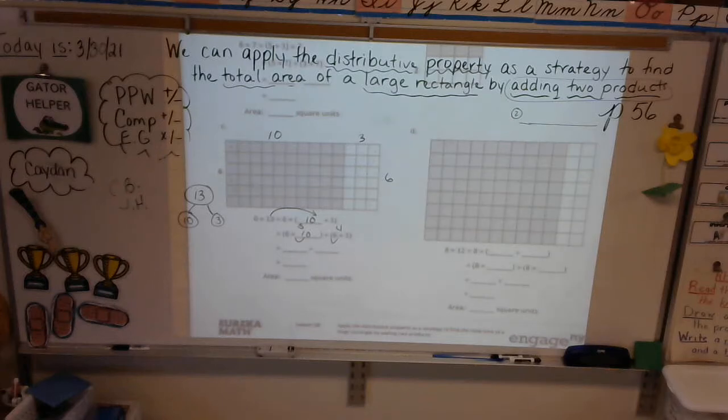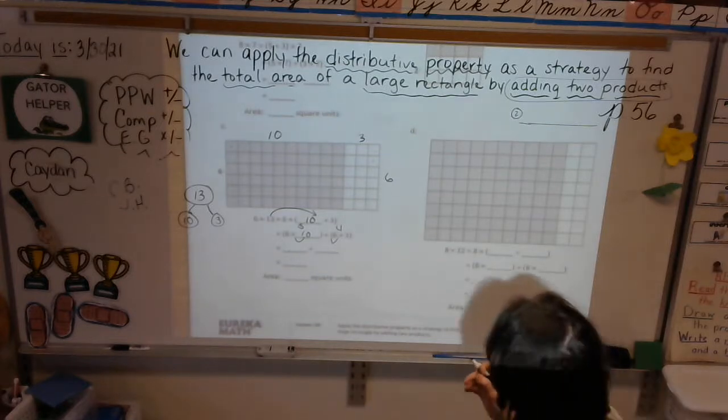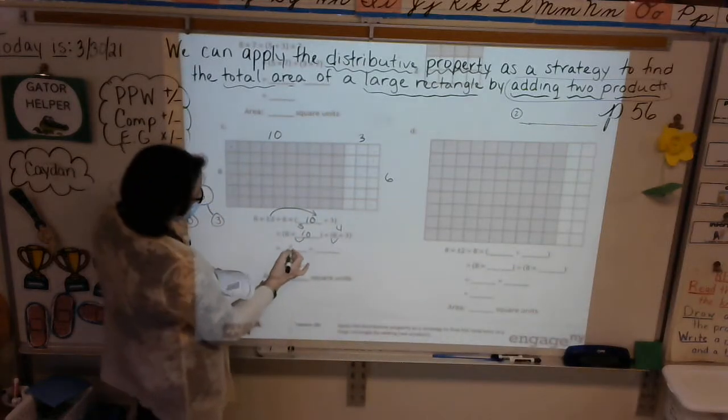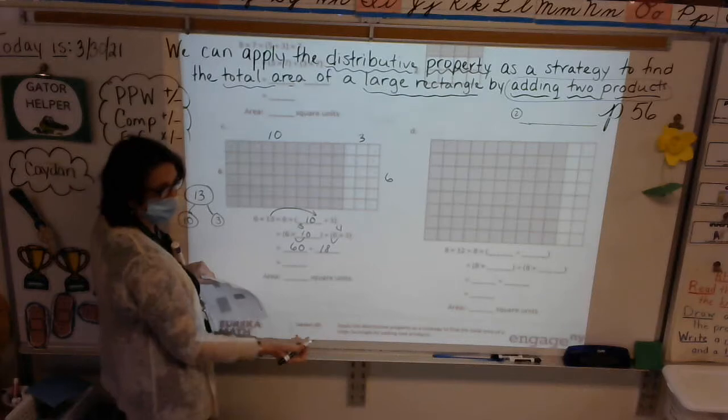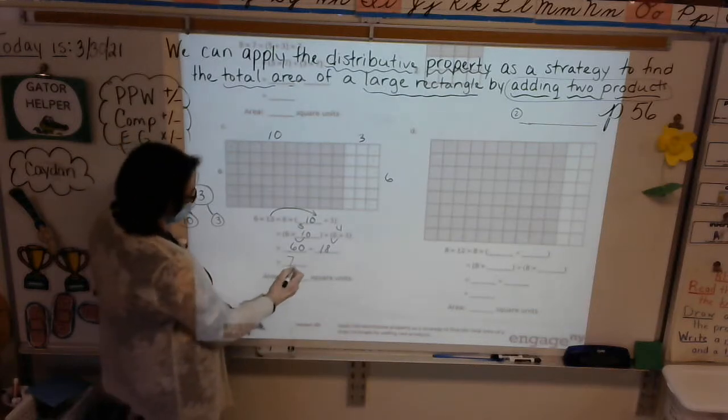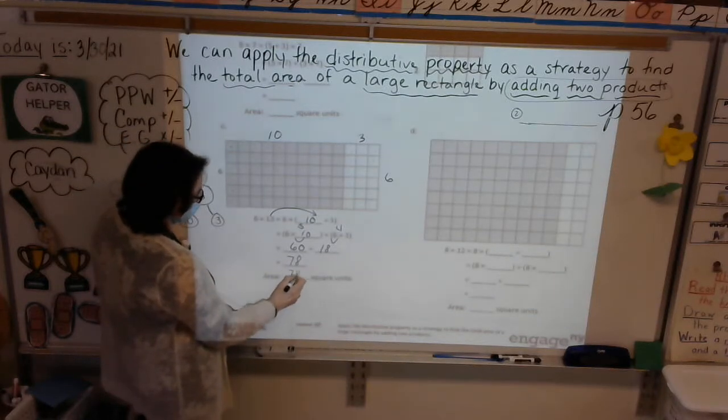Thanks, Jeff. All right, Jackson, what did you get for the first product, the area of the shaded? And how about the unshaded, bud? Very good. And we add 60 and 18. You can do it with the algorithm. I'm going to use mental math, 78. The area is 78 square units.